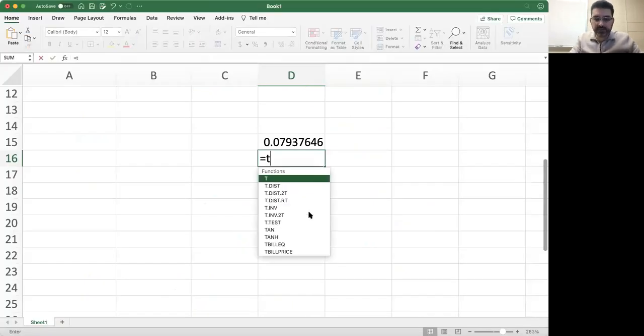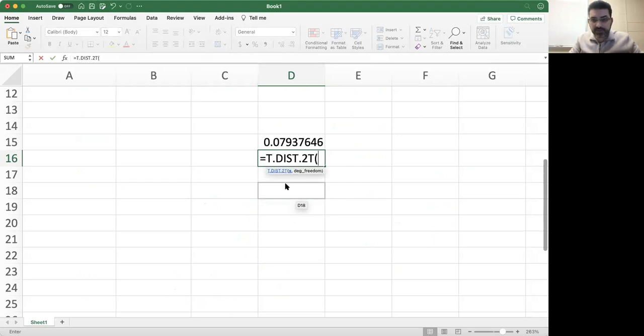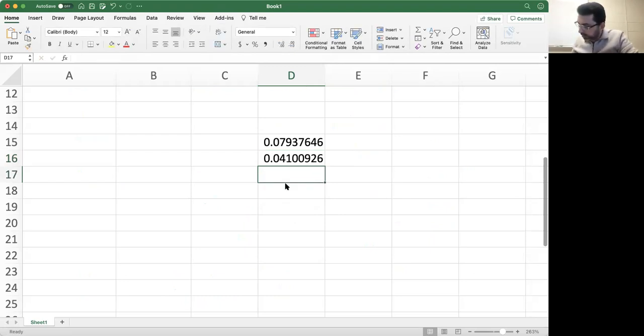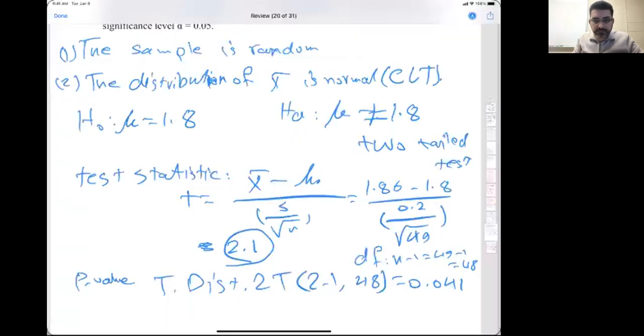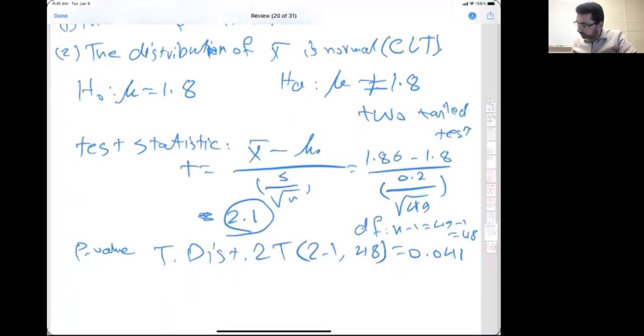So it's T.DIST.2T, 2.1 and 48. So the p-value is equal to 0.041. 0.041. Okay, now compare between the p-value, let me just write it down here again, and alpha 0.05, the significance level.